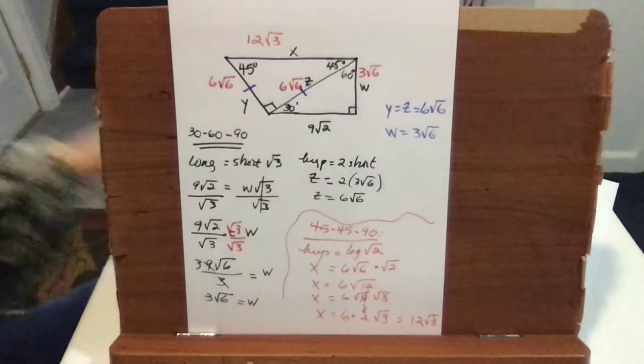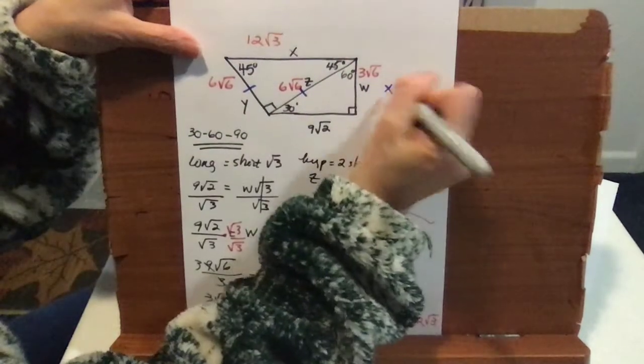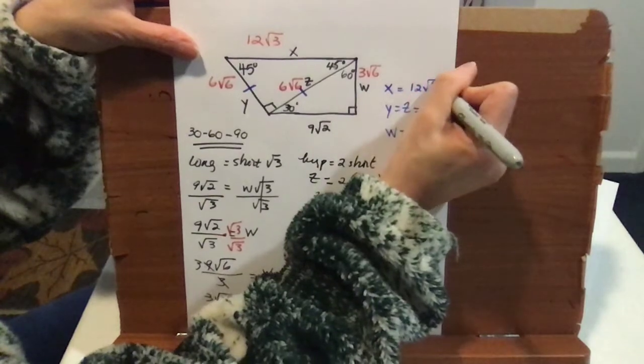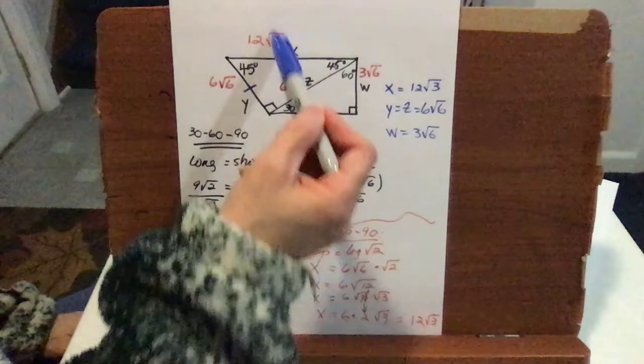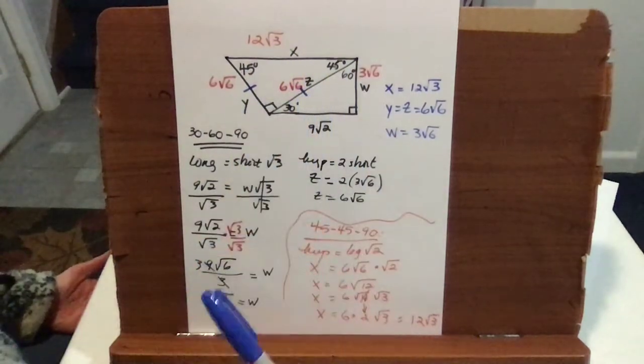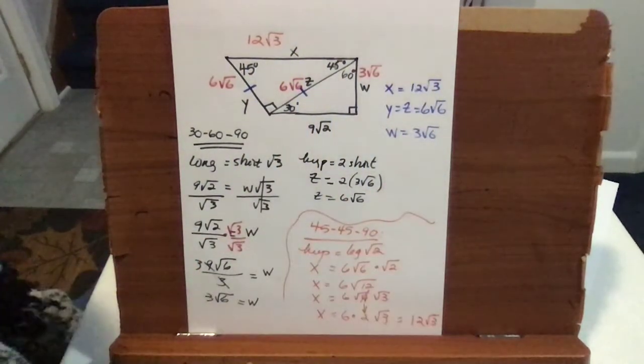And so now we can write up our running list. x equals 12 root 3. All right, here's all of our work. Everything's put on our diagram so we can see it on our figure. And here's our running list of answers for quick checking.